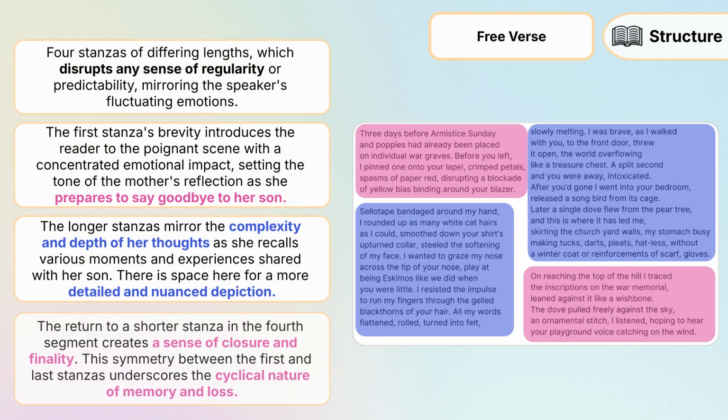Finally, the return to a shorter stanza in the fourth segment creates a sense of closure and finality. This symmetry between the first and last stanzas underscores the cyclical nature of memory and loss, encapsulating the poem's themes within a balanced framework. The concise conclusion brings the reader back to the present moment, emphasizing the ongoing impact of the son's absence and the mother's enduring love and longing.